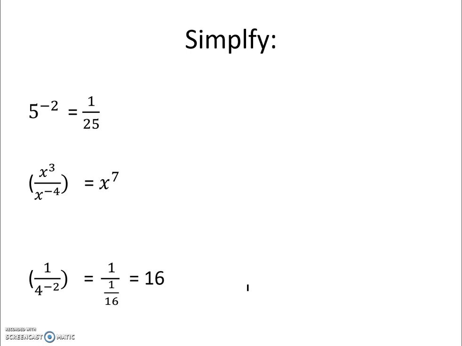Our third example is 1 divided by 4 to the negative 2. Again, thinking of 4 to the negative 2 as 4 squared, which is 16, and that negative does not make it negative, it puts it under 1. So now we have the fraction 1 divided by 1 over 16. Well, 1 divided by 1 over 16 is simply 16.